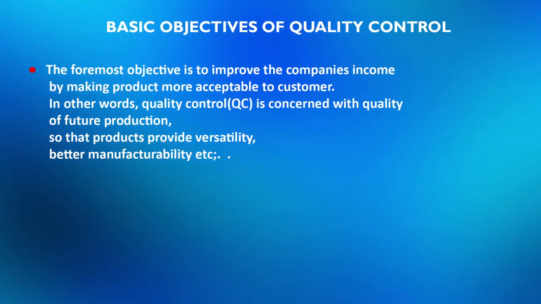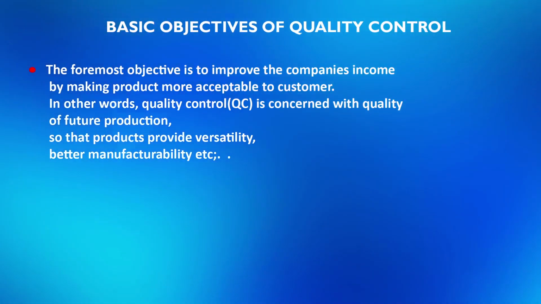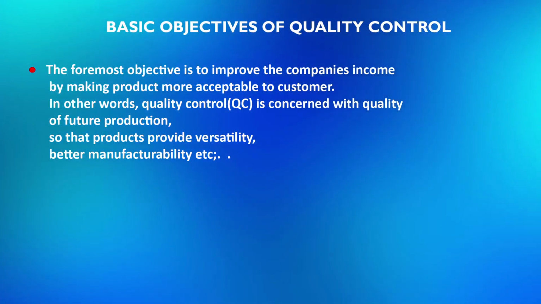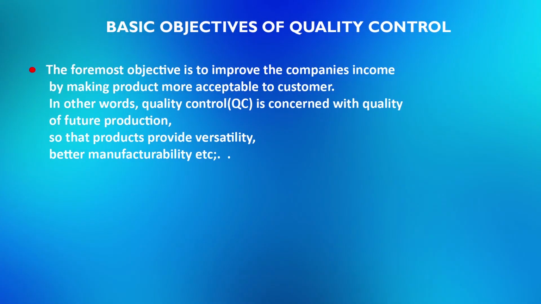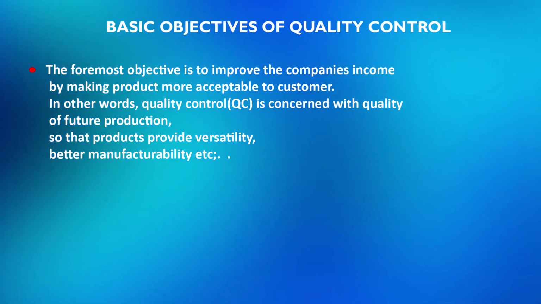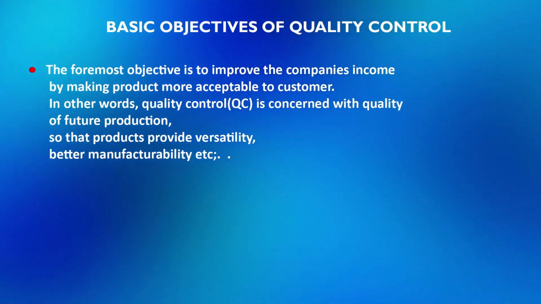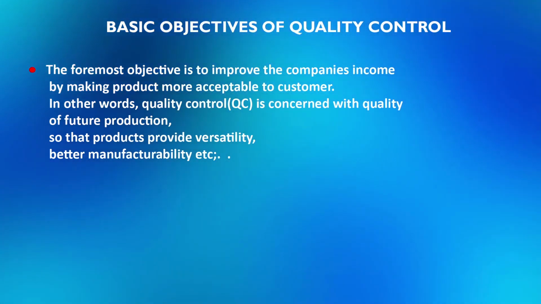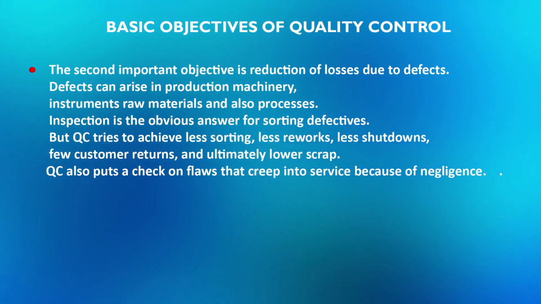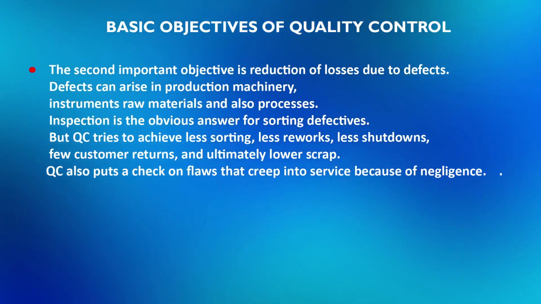The basic objectives of quality control. The foremost objective is to improve the company's income by making the product more acceptable to the customer. In other words, quality control is concerned with the quality of future production, so that products provide versatility, better manufacturability, etc. The second important objective is the reduction of losses due to defects.